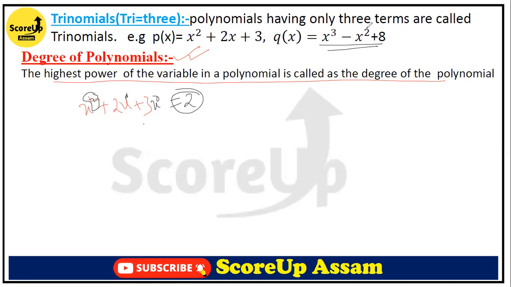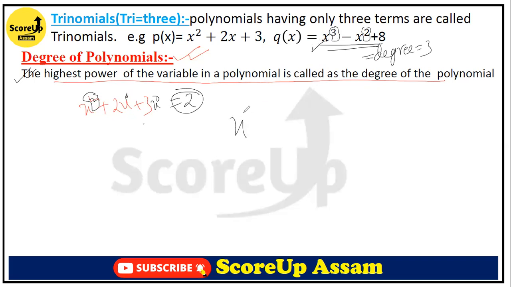What is the degree of this polynomial? The power of this variable is 2, here it is 3. So we will take the maximum one. So the power of this variable is 3, that means the degree is 3. Always remember this: the highest power of the variable. Here the highest power is 3, that's why the degree is 3.